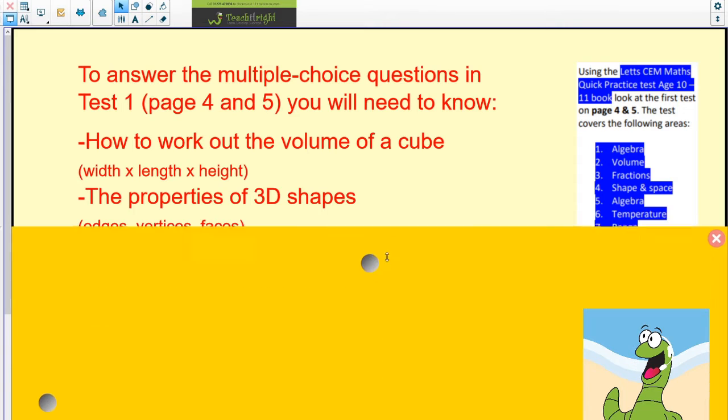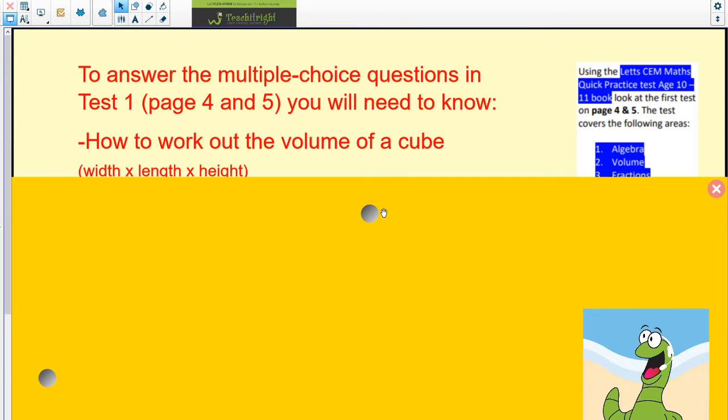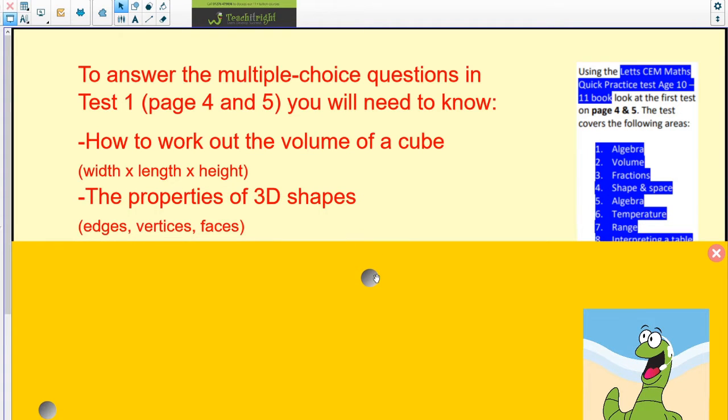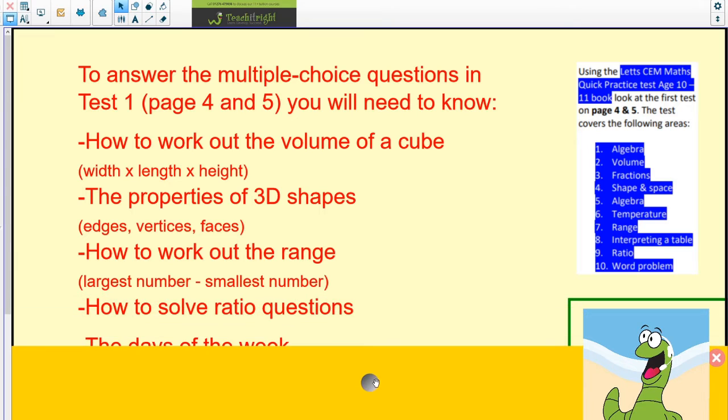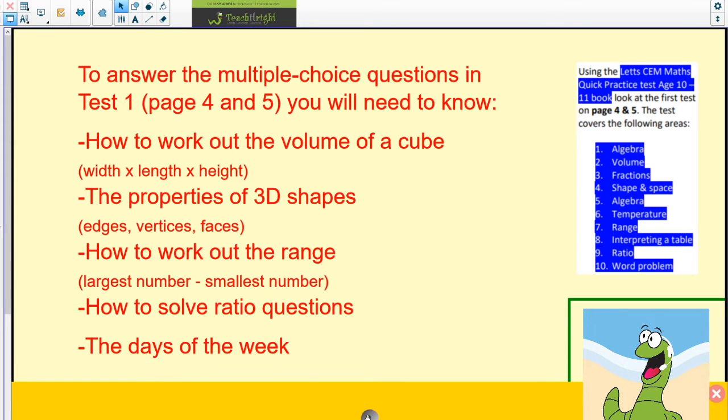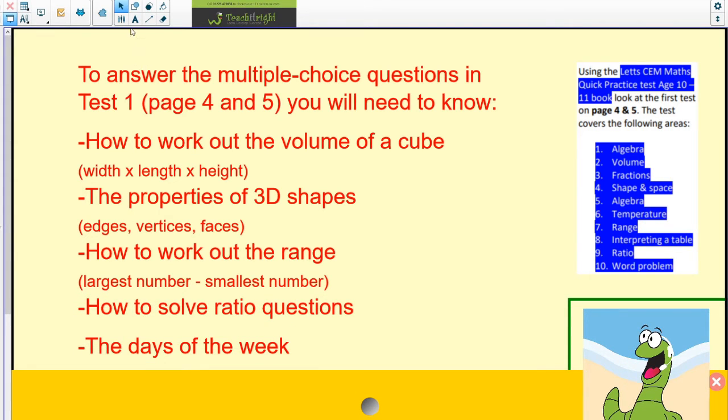In terms of what we need to know for today, so we will need to know how to work out the volume of a cube. You'll need to know the properties of 3D shapes. You'll need to know how to work out the range. You'll need to know how to solve ratio questions. And you'll need to know the days of the week. So obviously, look, I've given you some of these here. So it's width times length times height. You need to know edges, vertices, faces. The range is the largest number, take away the smallest number.